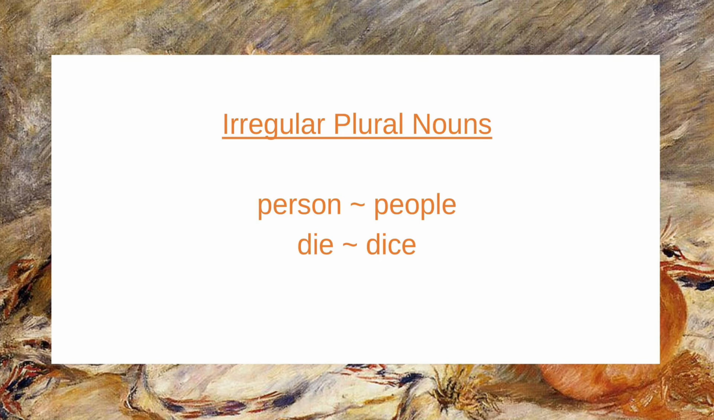Irregular plural nouns are nouns whose plural form does not follow any other plural formation rules. 1 person, 2 people. 1 die, 2 dice.